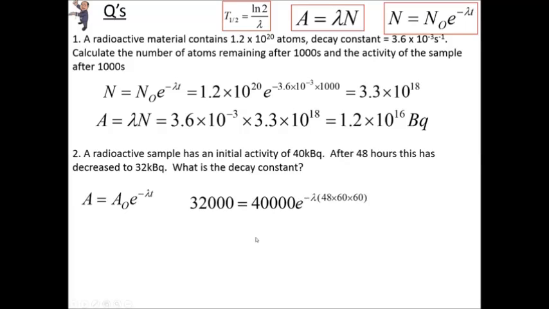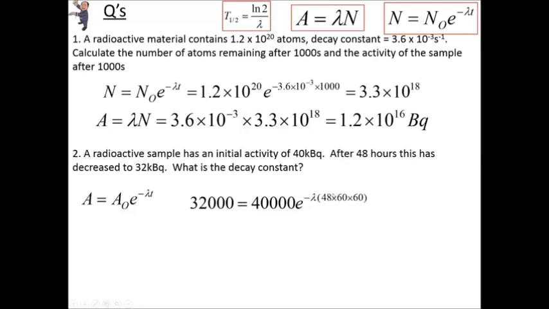Let's put in some numbers. 32,000 equals 40,000 e to the minus lambda t. Because I want to be in seconds, I've converted my 48 hours into seconds here: 48 times 60 times 60. These two are both in kilobecquerels, so that's fine. The A and the A original need to be in the same units.